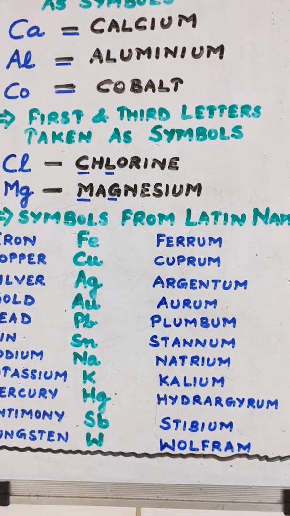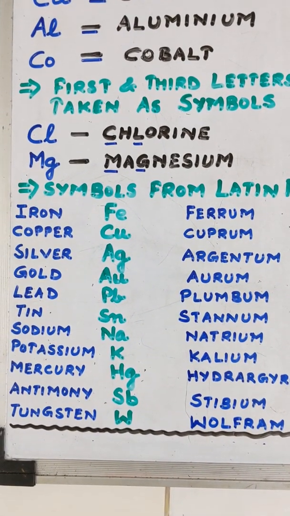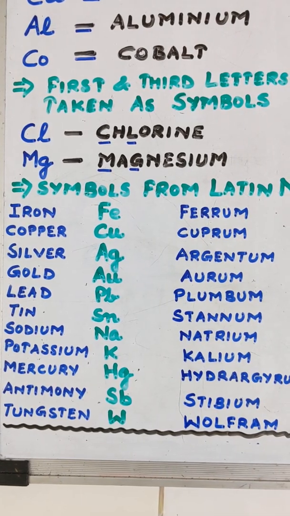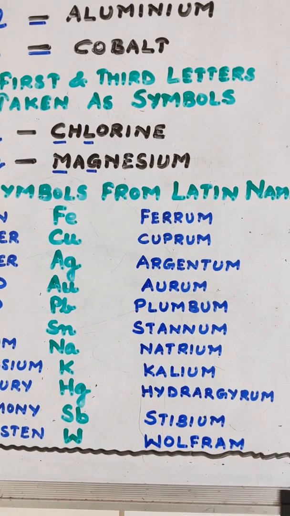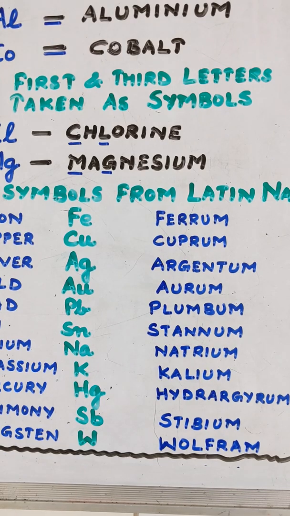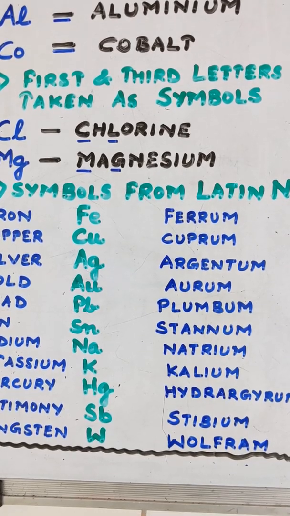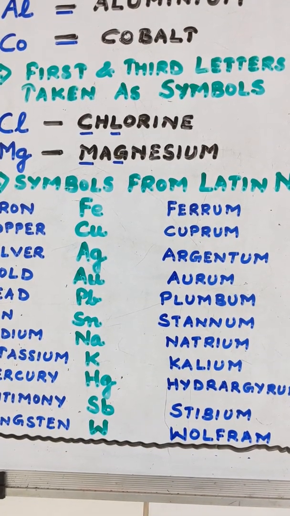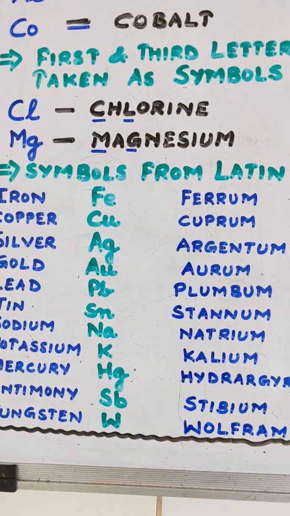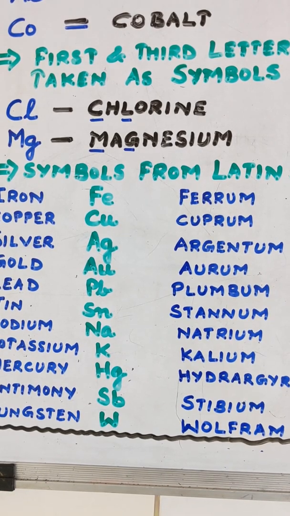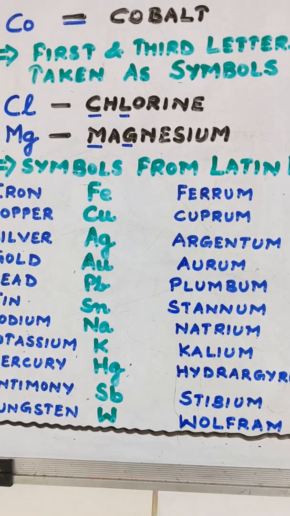Now, certain symbols were also obtained from Latin names. Latin is basically the language of the Romans. So iron, copper, silver, gold, lead, tin, sodium, potassium, mercury, antimony, and tungsten all have obtained their symbols from their Latin names. The Latin name used in case of iron is ferrum, symbol Fe; cuprum for copper, Cu; argentum for silver, Ag; aurum for gold, Au; plumbum for lead, Pb; stannum for tin, Sn; natrium for sodium, Na; kalium for potassium, K; hydrargyrum for mercury, Hg; stibium for antimony, Sb; and wolfram for tungsten, W.